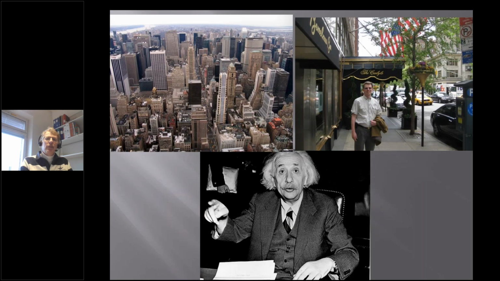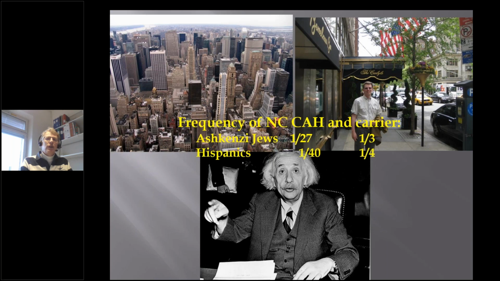So New York City and Einstein, what's in common there? Well, the frequency of non-classic CAH is quite high in New York City. One of the reasons is the Ashkenazi Jews. It has been claimed that 1 in 27 Ashkenazi Jews have non-classic CAH, and the carrier frequency is 1 in 3. Hispanics is also very common. Croatians, Italians, 1 in 300, and in the general Caucasian population, if you exclude these groups, it is around 1 in 1,000.